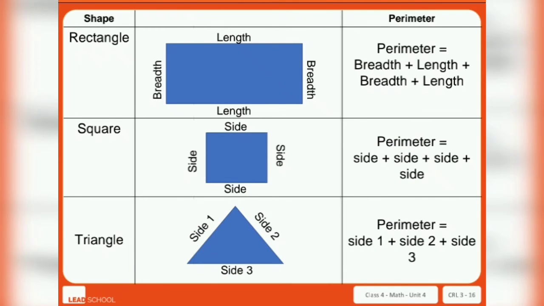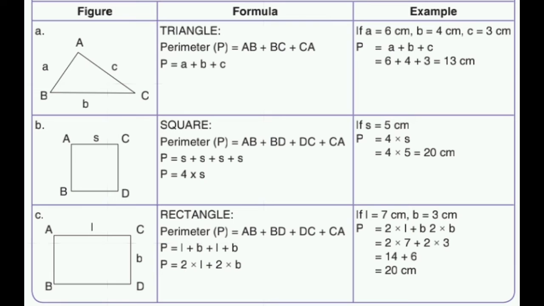You can have a look at all the 3 formulas which we studied today to find the perimeter of rectangle, square and triangle. Now let us see how you will solve a question where you have to find the perimeter of a triangle. You will be given 3 sides. You have to simply add all those 3 sides. You can see the example which is given here. Sides were 6, 4 and 3. We just added the sides and we got the perimeter.